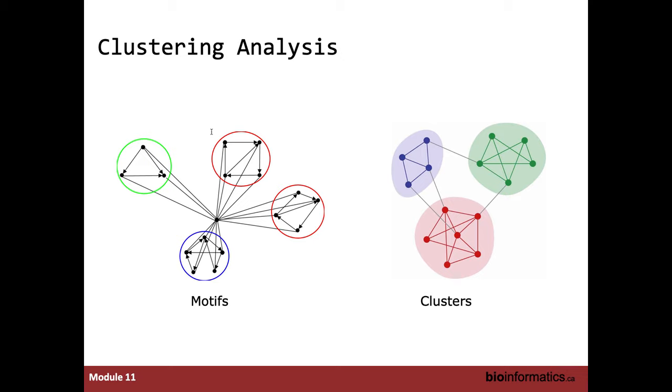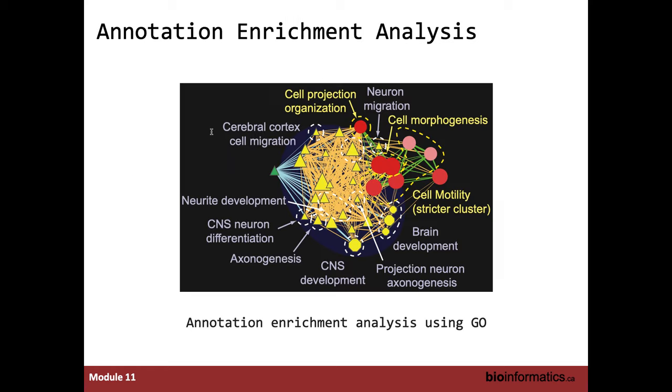With the clusters, you're typically looking at identifying modules. There's a high degree of connectivity within the module relative to across the modules. That's what you're looking for. The purpose of that is, using guilt by association, genes that fall within the same module are potentially involved in the same biological processes. So the next step is the annotation enrichment analysis.